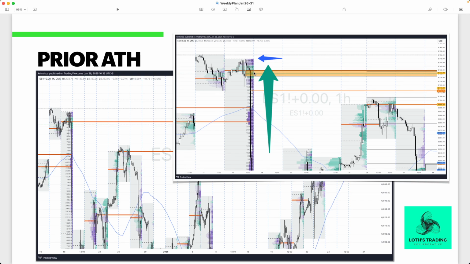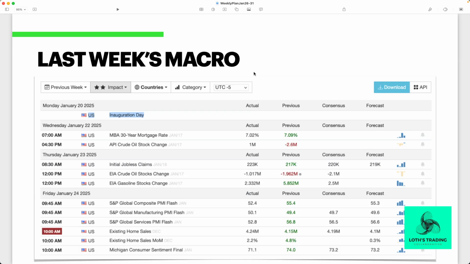So we really had to wait for this week to see what would happen. If you look at the macro from last week, not a lot of things on the calendar, except for existing home sales, consumer sentiment data, and the jobless claims late in the week. And initially in the beginning of the week, it was quite bullish. We had the inauguration, and the market didn't have a lot of headwinds to push up higher.